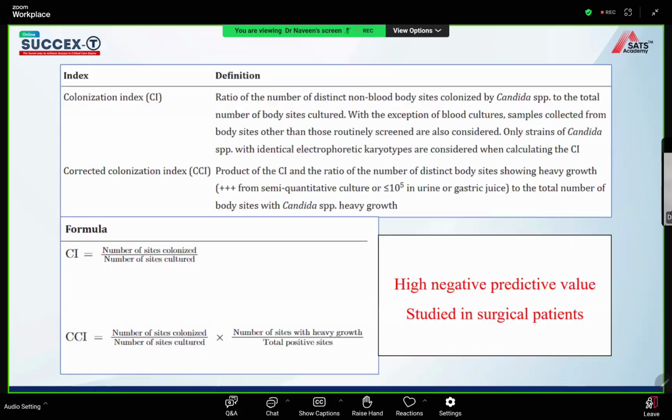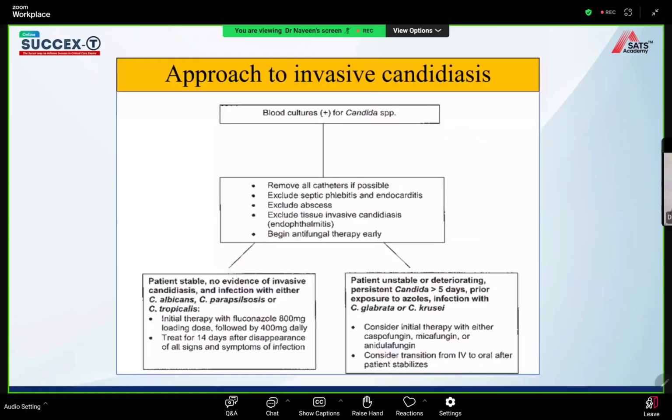The colonization index is the number of cultures colonized with Candida among the total cultures sent, whereas the corrected colonization index is among those which show heavy growth. If it is more than 0.4 or 0.5, it is positive, but you can also look at it the other way: if it is less than 0.4 or 0.5, it has a high negative predictive value that the patient doesn't have a candidal infection. It is mostly studied in surgical patients.